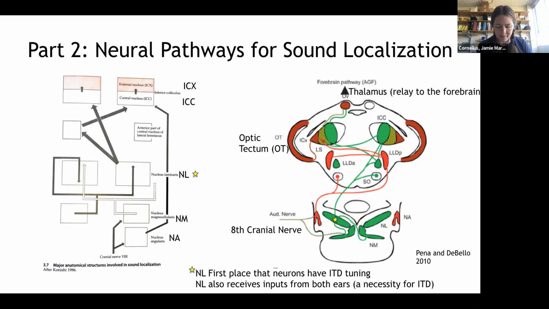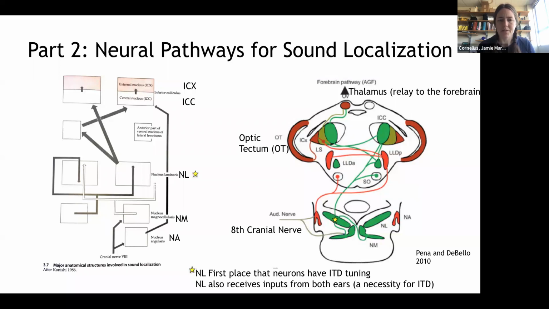And the pathways on the left are a little harder to see. That's why I included the one on the right. The green pathway, and that correlates with the very complex boxes on the left-hand figure, is for interaural timing difference. And the red pathway is for interaural level difference. And so what you can see already is that there are some shared structures higher in the pathway, but lower in the pathway, that information is processed separately and independently.